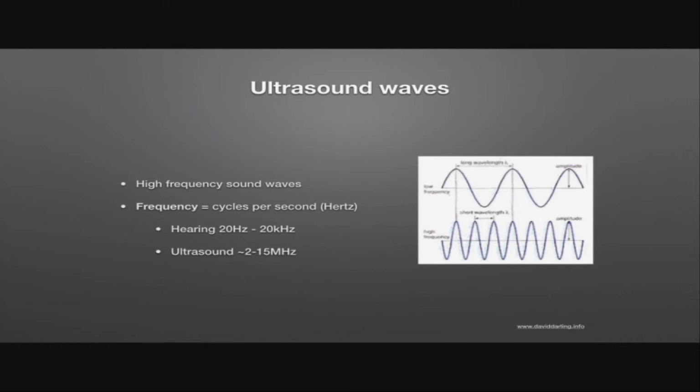So ultrasound waves are essentially just high-frequency sound waves. And what we mean by that is frequency is the number of cycles per second, which is measured in hertz. So for hearing, you have between 20 cycles to 20,000 cycles occurring per second, which is 20 hertz to 20 kilohertz. Ultrasound is typically anywhere between 2 to 15 megahertz, or 2 to 15 million cycles per second.